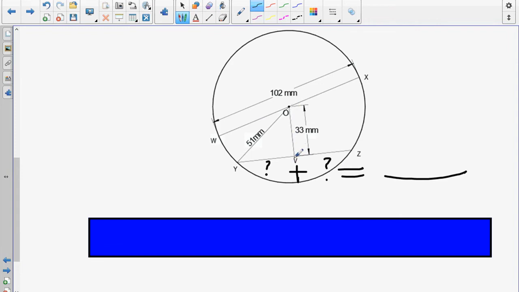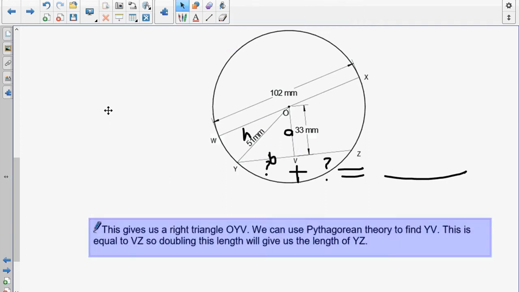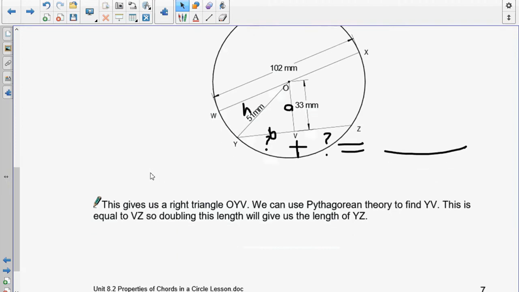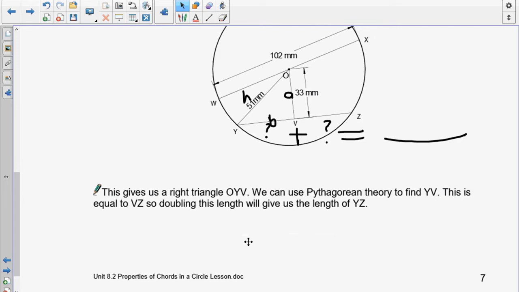Now taking a look at our right triangle, this is my hypotenuse, and that means this is A and this is B, or the other way around, doesn't matter. So I can take that information and I can create a right angle triangle, and then I can solve it using Pythagorean theorem to find out what, in this case, I've labeled as B. Okay, so pause the recording and copy your notes down.